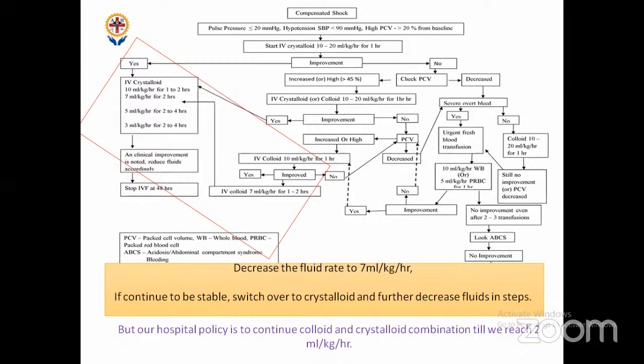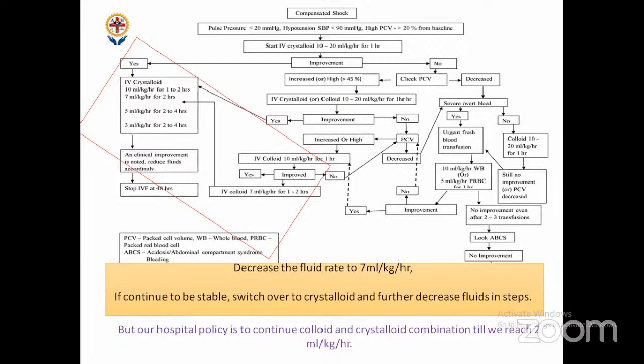Whether I want to give 3 ml per kg per hour colloid with 4 ml per kg per hour crystalloid, or vice versa, 4 colloid and 3 crystalloid, depends on my vitals. I start with 3 ml per kg per hour colloid and 4 ml per kg per hour crystalloid. Next hour, if my urine output is dropping, I will not increase the rate. I will change the combination.